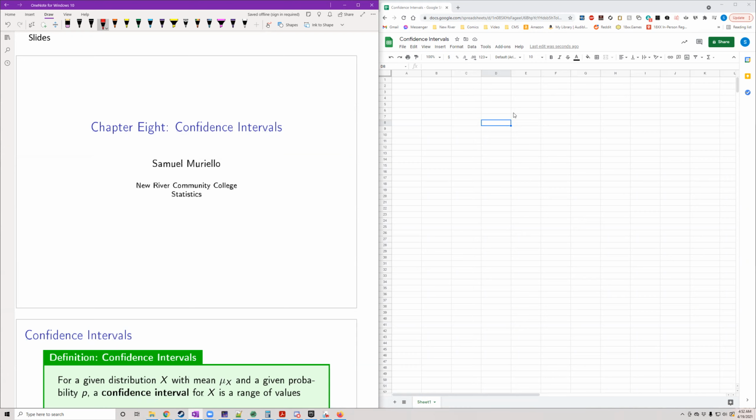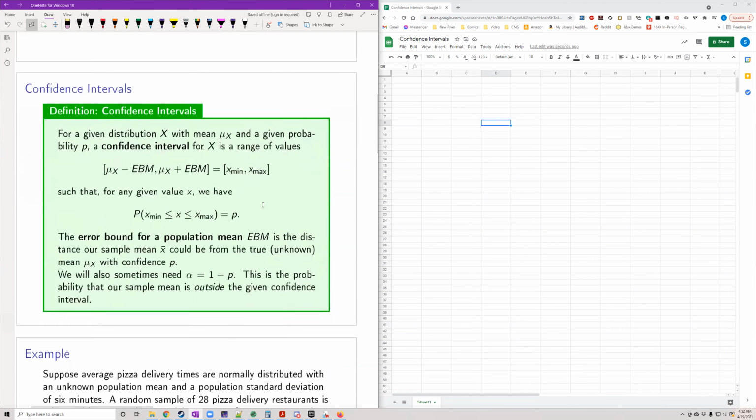If we didn't have technology with us, our best use would be a T table and a Z table. We won't be covering that in this course. So I'll talk you through how to construct these confidence intervals using Google Sheets and talk about what each of these bits means. Before we get into all that, let's talk about what confidence intervals actually are.